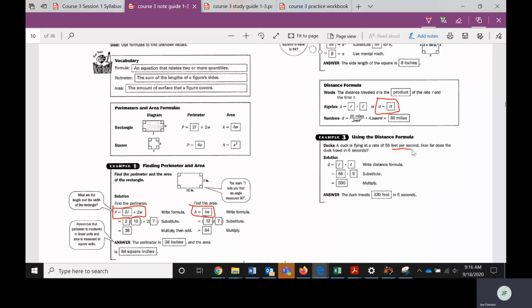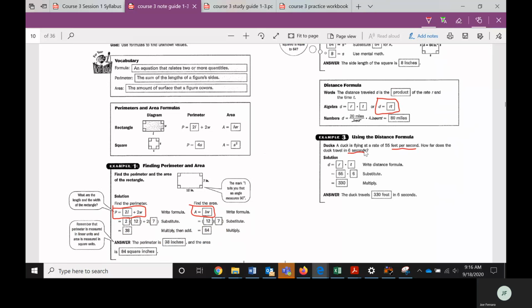The rate is in feet per second. So when you use this formula, unless you have to change things later, the distance would be in feet, the time would be in seconds. It says, how far does a duck travel in 6 seconds? Now, if they gave you a speed in feet per second and then told you it flew for some sort of minutes, you're going to have to change some things, but you're not going to see that right now.